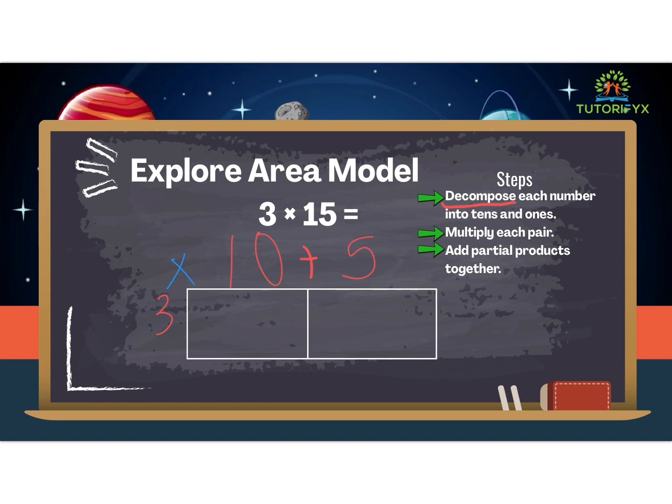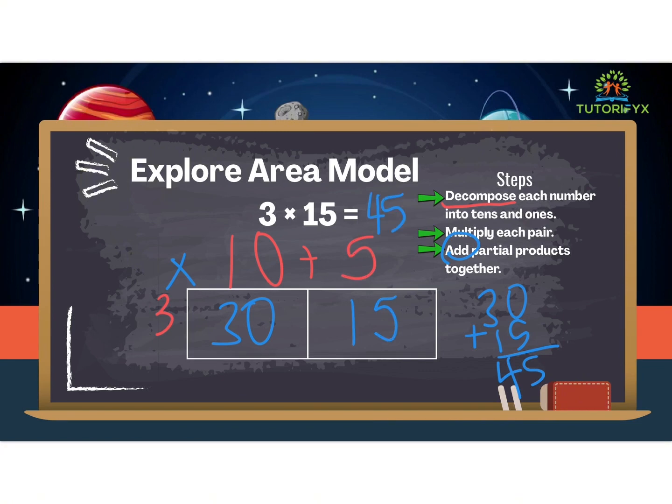What is 3 times 10? 30. Good job. And then I'm going to go across. What is 3 times 5? 15. You see how it helps when you know those facts off the top of your head? Last step is to add the partial products. So I'm going to add 30 plus 15. 5 plus 0 is 5. And 3 plus 1 is what? You guessed it, 4. 45 is my answer.